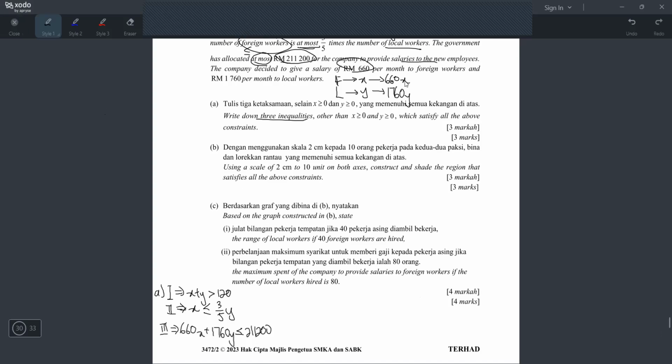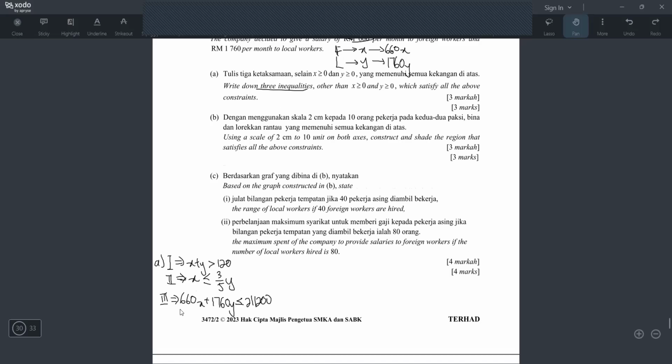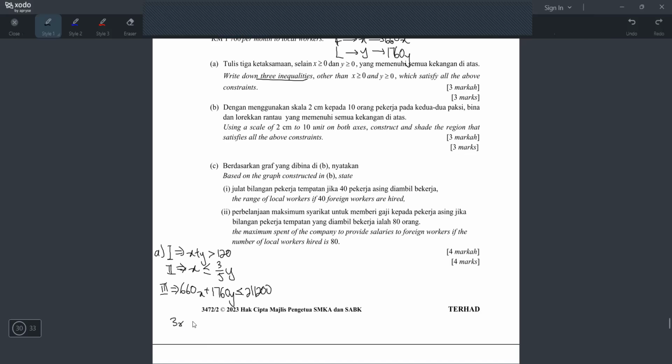Let's check monthly salary, right? So yeah, I think I did everything correctly. But this one you can simplify, right? And I always tell my students, if you can simplify, you simplify. All these numbers can divide by what? Let me use the calculator to check. Okay, you can actually divide by 220. 660 divided by 220 is 3X. And then 1,760 divided by 220 is 8Y. And then smaller than or equal to 211,200 divided by 220 is 960.